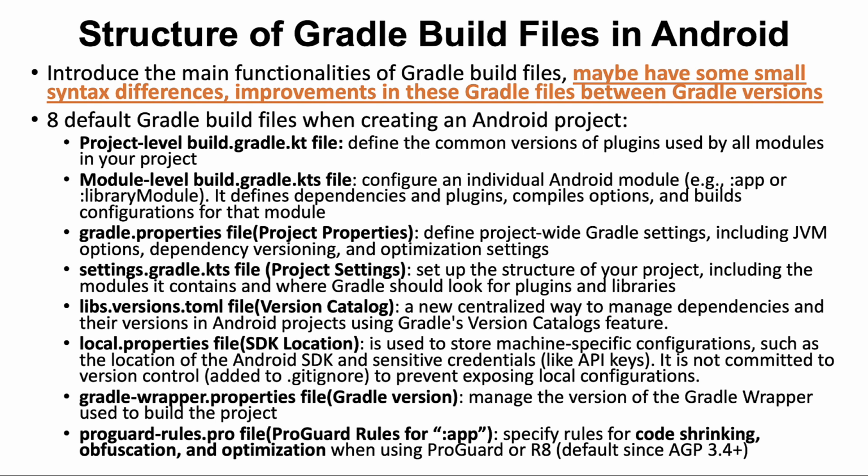Okay, we will see 8 important files below. The project-level build.gradle.kt file to define the common versions of plugins used by all modules in your project. That's the reason why it's at the project level.